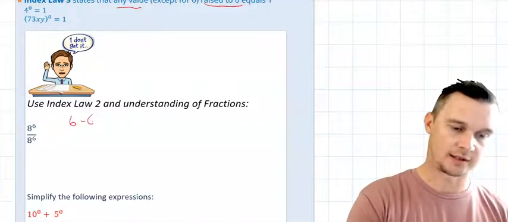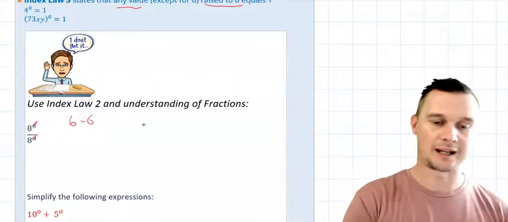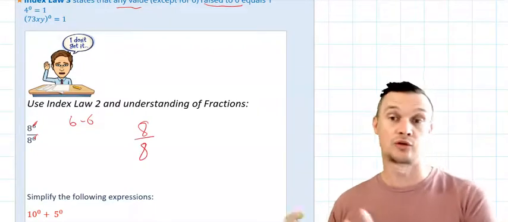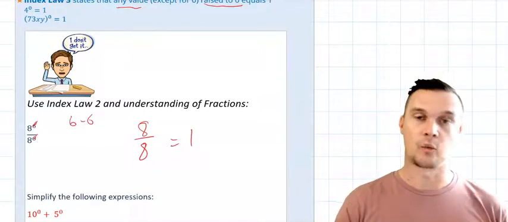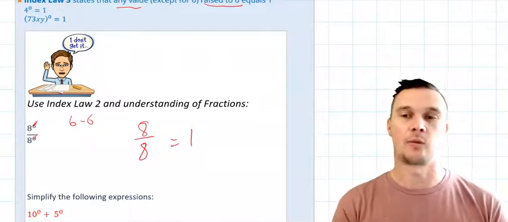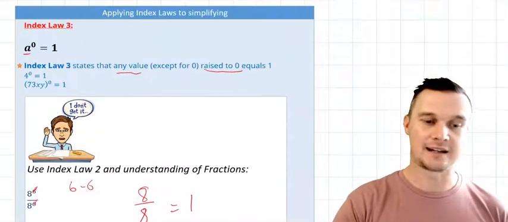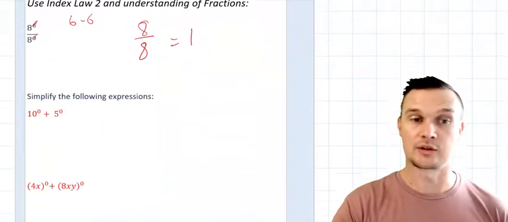So it's 6 minus 6. So basically these just cancel each other out. And what we are left with is 8 over 8. And then we know from fractions or our division, 8 divided by 8 will always equal 1. So it's that understanding of why that is the case. We want it to be consistent throughout maths. But basically, again, a to the power of 0 equals 1. Now that you know that, we can do some different examples.